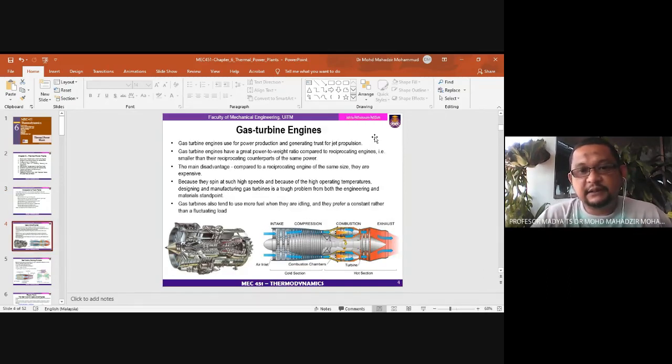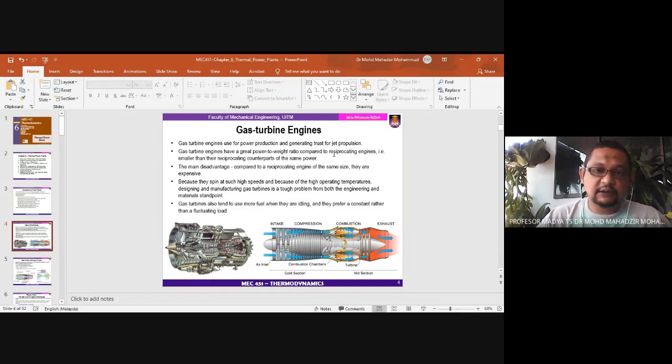Okay, gas turbine engine. Firstly, we look at the gas turbine engine. Many of you have seen this engine. It is coupled to the aeroplane or the aircraft. It is for power production and generating thrust for jet propulsion. So the gas turbine engine has a great power to weight ratio compared to the reciprocating engine. This is the advantage of the gas turbine engine.